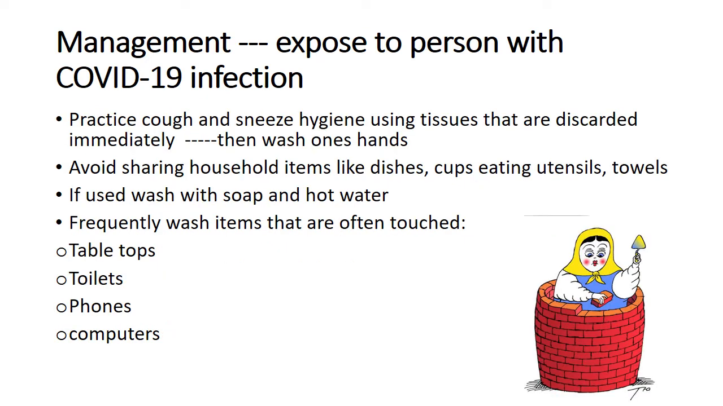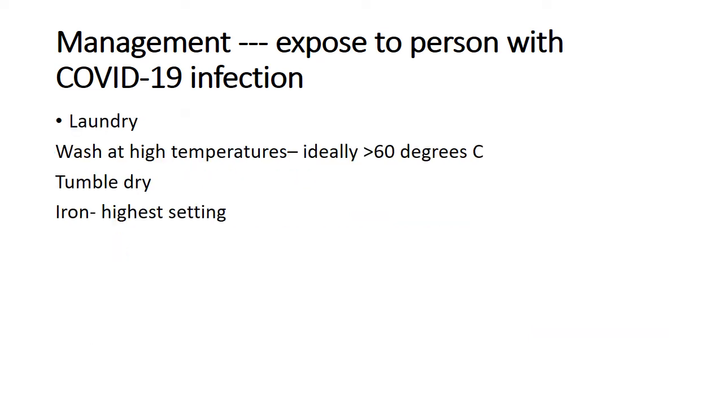Now, managing a person who's been exposed and is ill is again very, very similar. Practice cough and sneeze hygiene with tissues, discard them immediately, then wash one's hands, and avoid sharing household items like dishes, cups, eating utensils, towels. When one uses them, wash one's hands with soap and water, and frequently disinfect items such as tabletops, toilets, phones, and computers. When it comes to laundering one's clothes, wash them at a high temperature, ideally greater than 60 degrees, tumble dry at a high temperature, and iron at the highest setting.